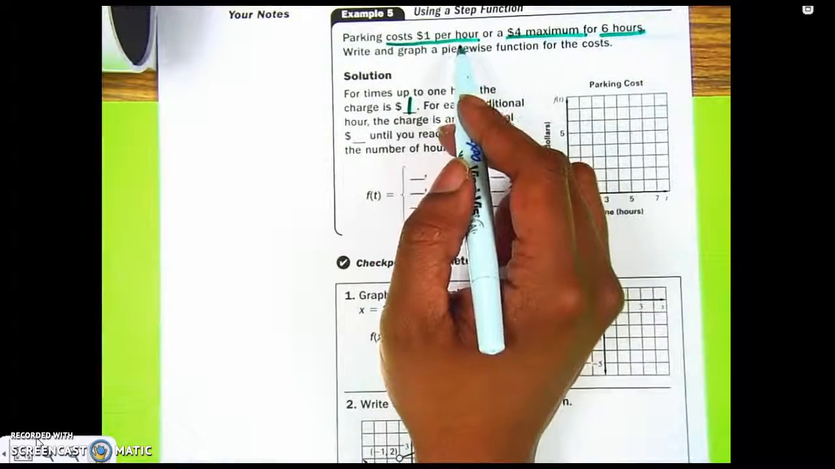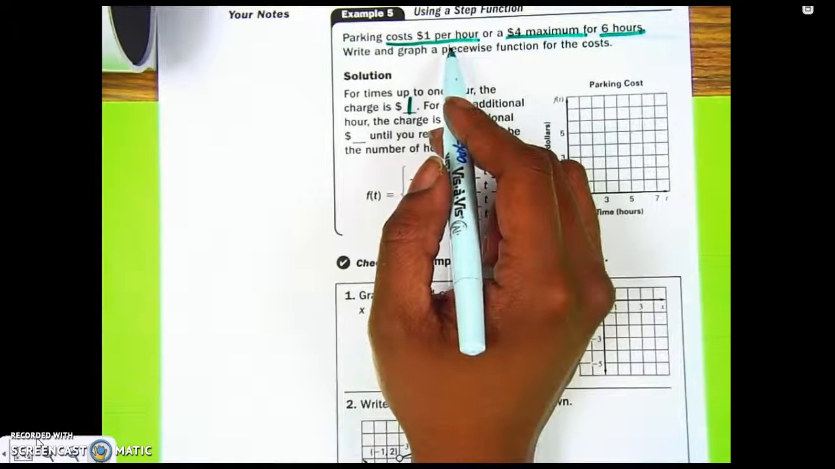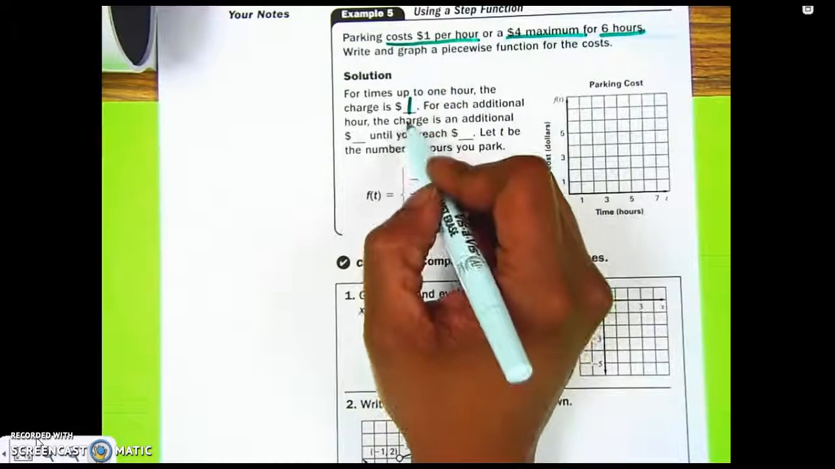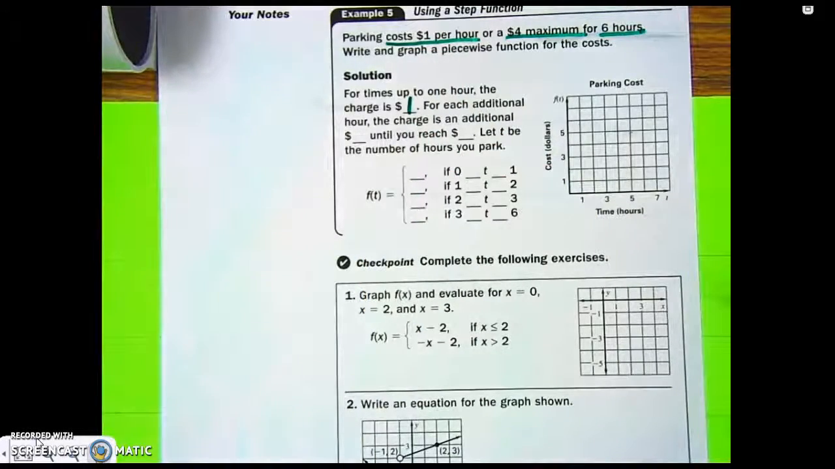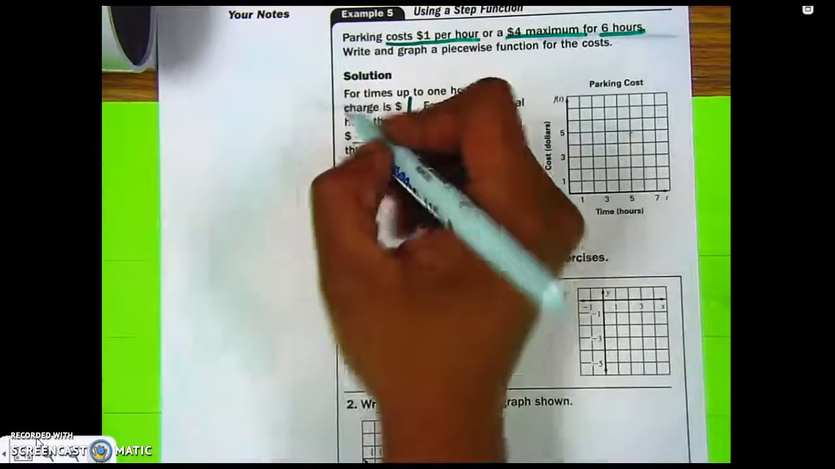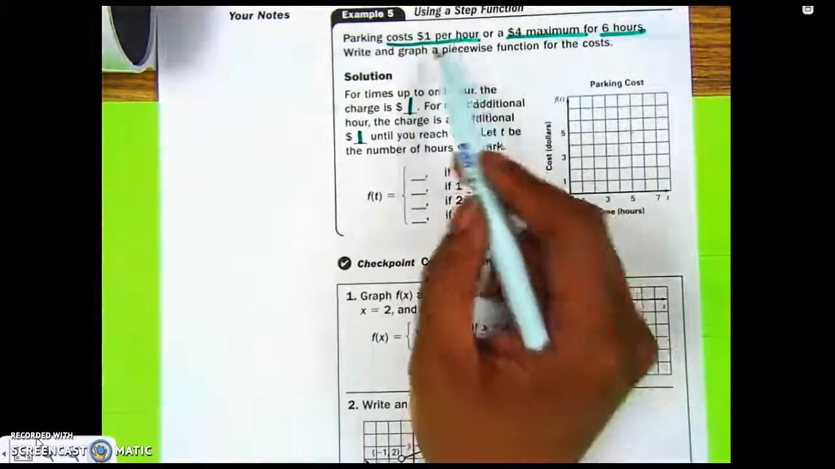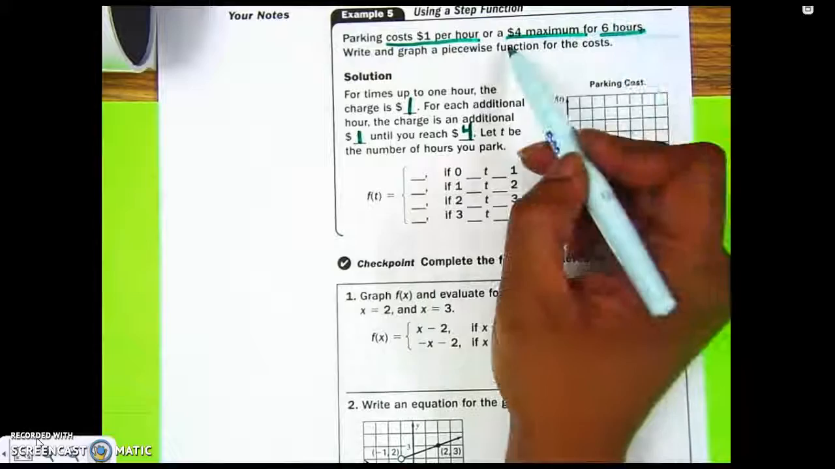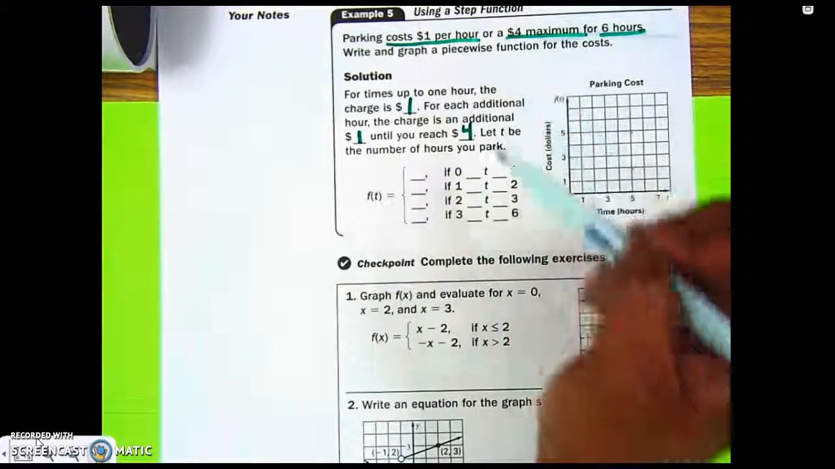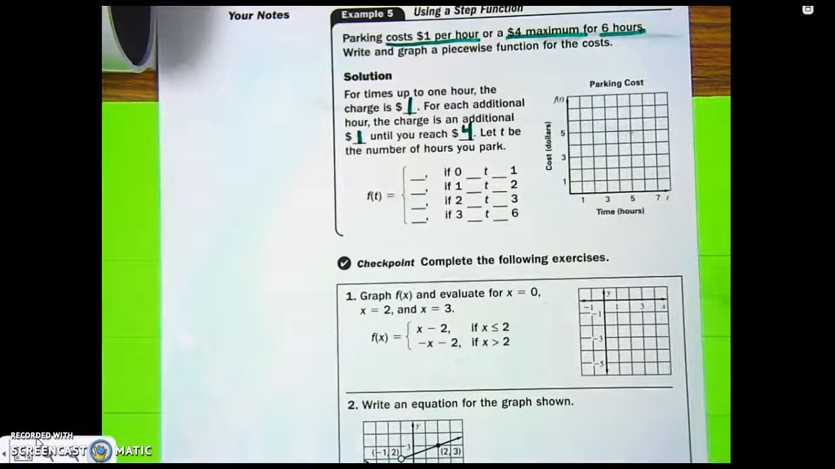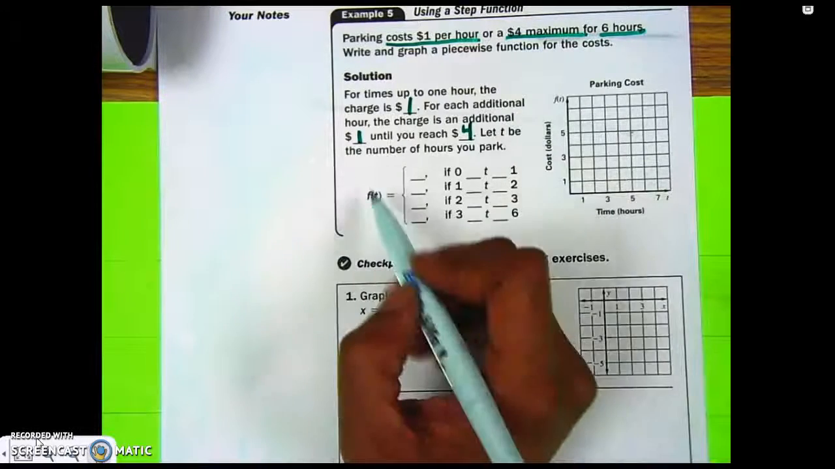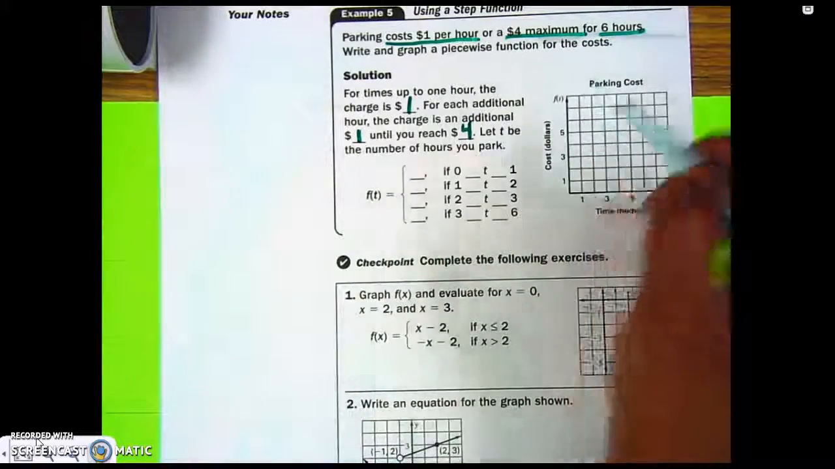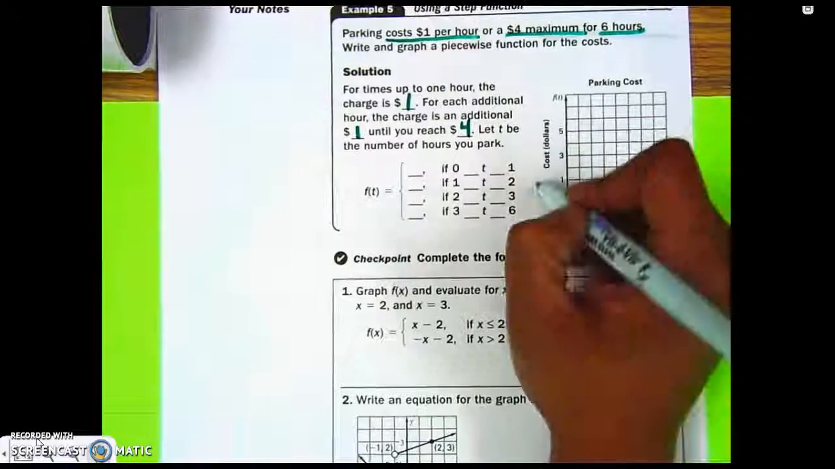And there's no in between. So if you stay 30 minutes, it's not like they're going to cut it in half to 50 cents. All right, you say from 0 minutes to 1 hour, the charge is $1. All right, so for each additional hour, the charge is an additional $1. Again, $1 per hour, until you reach $4, because $4 is the maximum. All right, so we're going to let T be the number of hours we park. So if T represents the number of hours we park, F of T represents the cost to park there. Sorry.